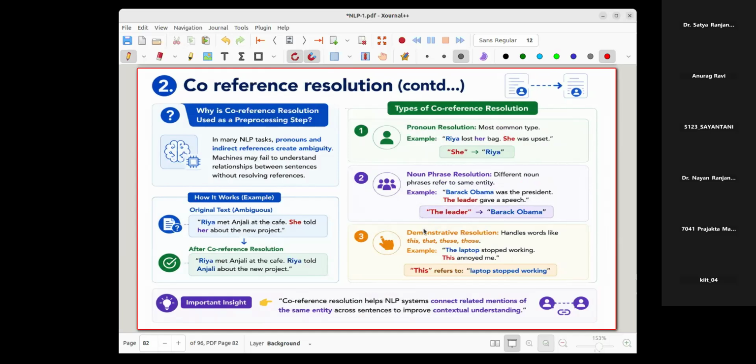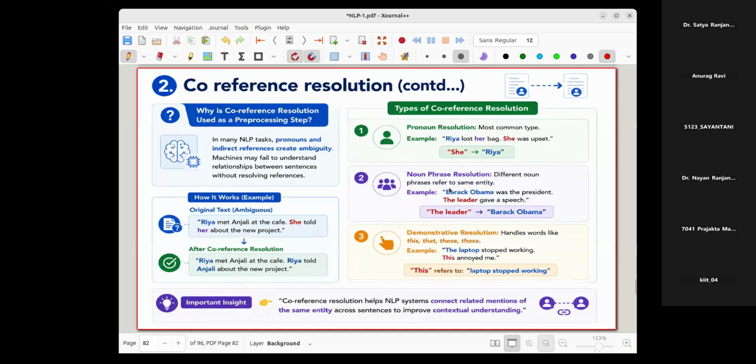Okay. And the question is how we'll do that. There are two ways. One is pronoun resolution, meaning if there is a pronoun, then you can resolve it, or noun phrase resolution. So in pronoun resolution, it is mostly found that, Ria lost her bag, she went, she was upset. So here she is referring to Ria. So this kind of reference is called co-reference.